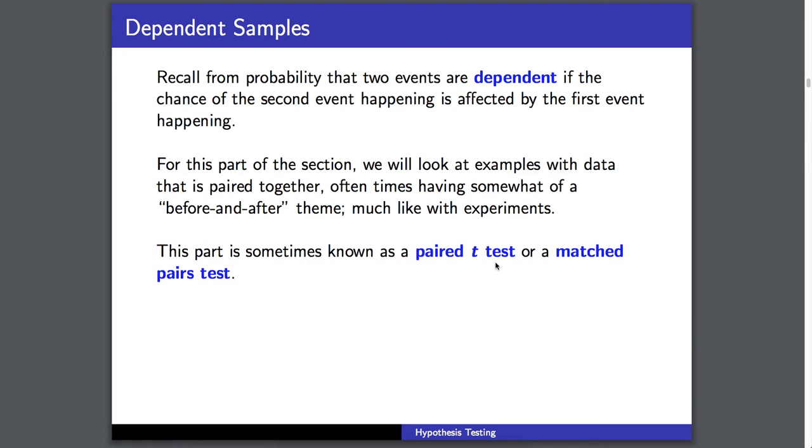So hypothesis testing for dependent samples is sometimes known as a paired t-test. We're pairing up a before and after pair, or a matched pairs test. Depending on the statistics source that you're learning from, they may call this either a paired t-test, a matched pairs test, or a difference in means between two dependent samples. Unfortunately, we often have a lot of different ways of saying the same thing.